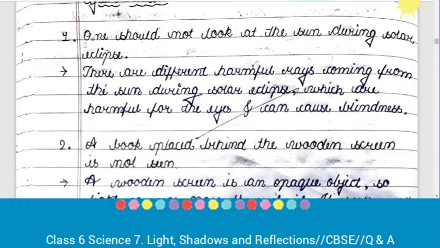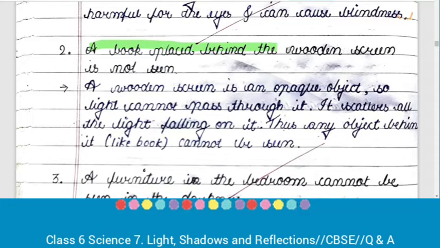What is the first question? One should not look at the sun during solar eclipse. Answer. There are different harmful rays coming from the sun during solar eclipse which are harmful for the eyes and can cause blindness. Second is, a book placed behind the wooden screen is not seen. Answer. A wooden screen is an opaque object, so light cannot pass through it. It scatters all the light falling on it, thus any object behind it cannot be seen.